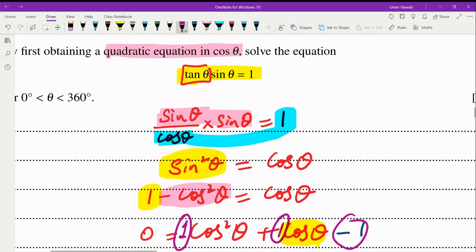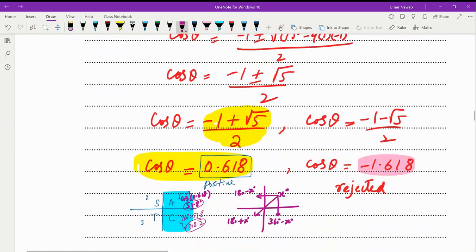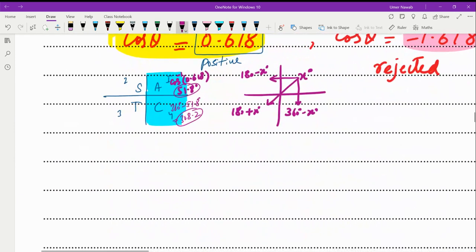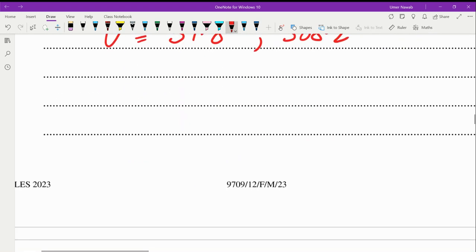Is my domain given in degrees or radians? My domain is in degrees, no worries, so I have also worked in degrees. So the solution of this equation is theta degrees equals either 51.8. You remember we always write the degree angles to one decimal place, so 308.2 degrees.